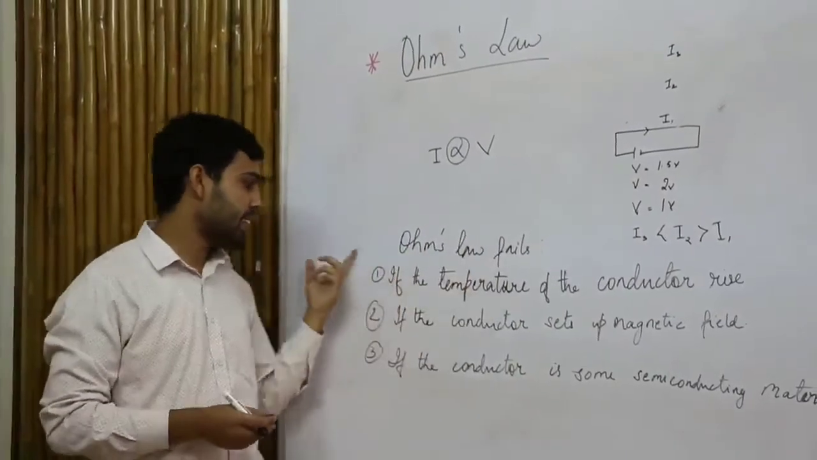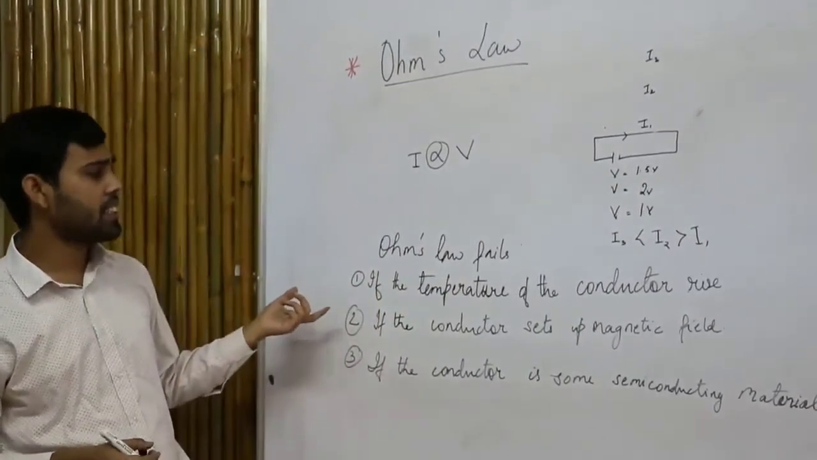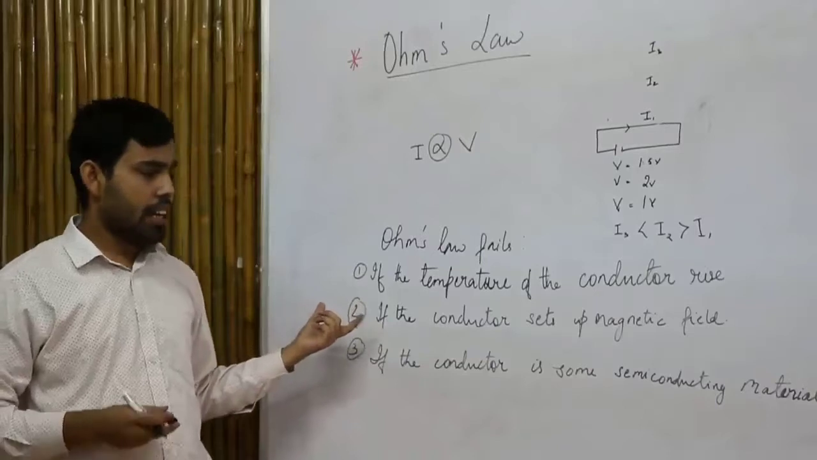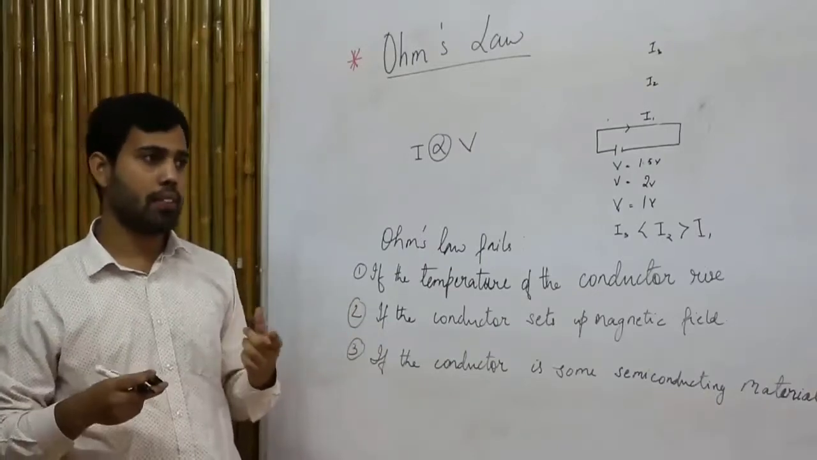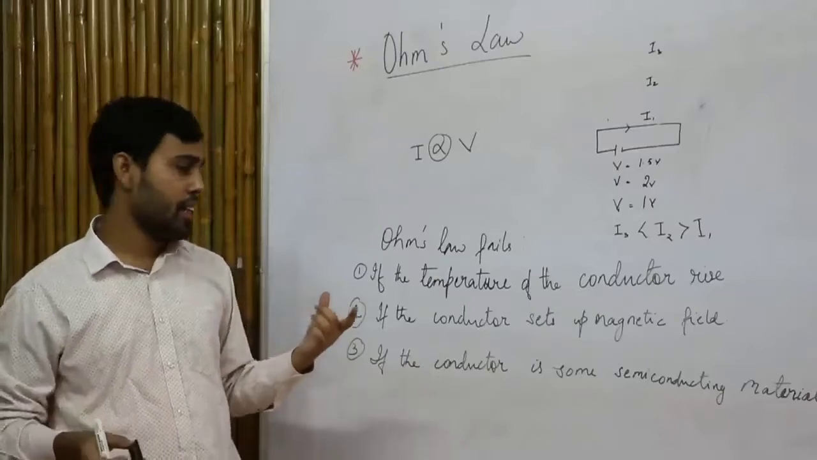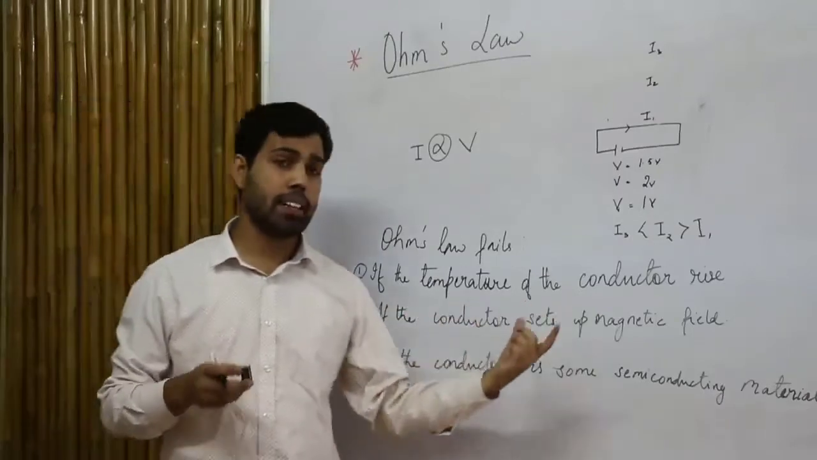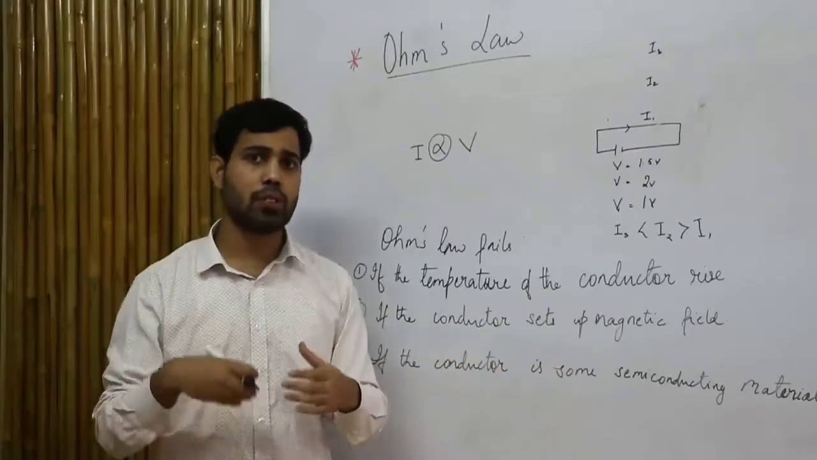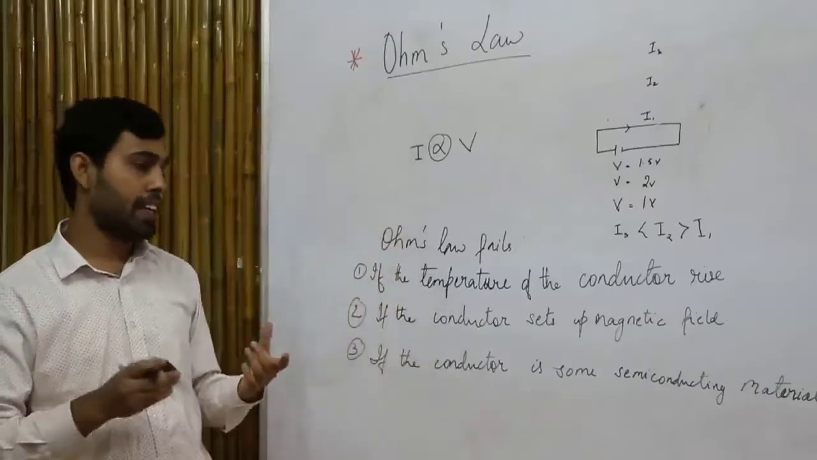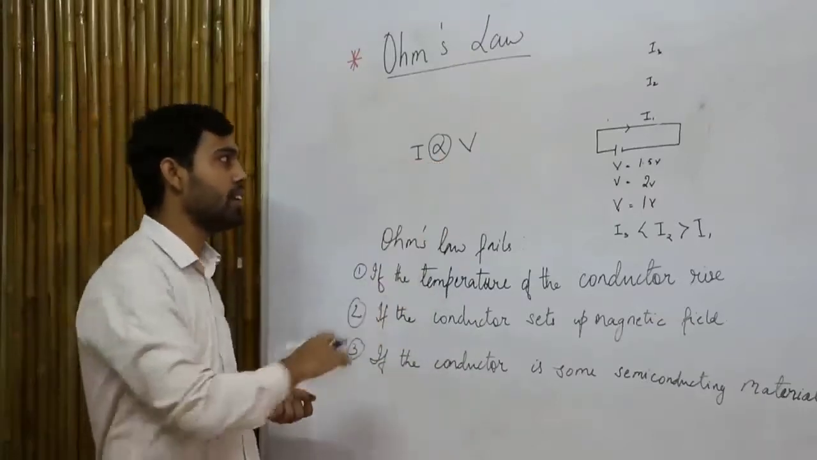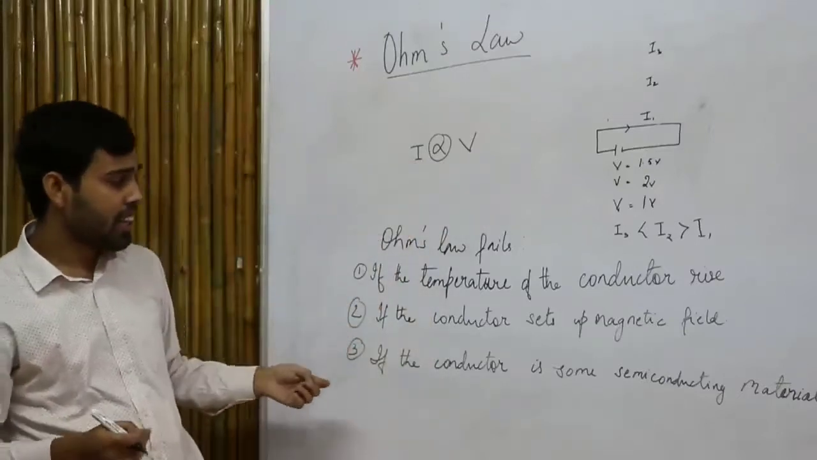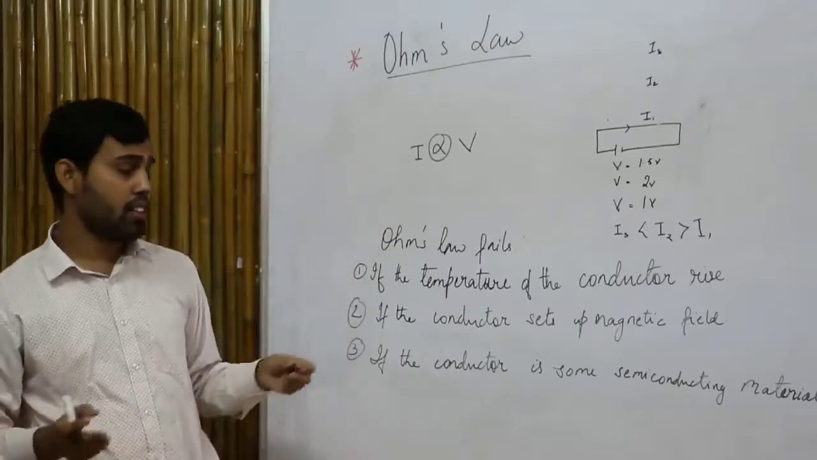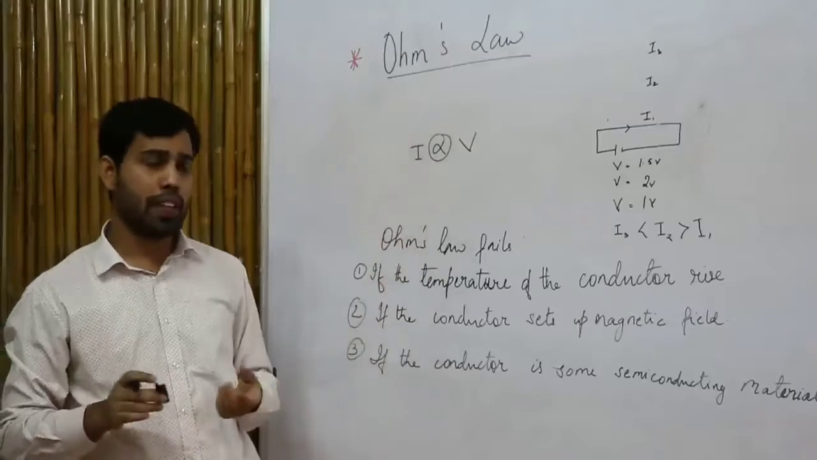Again, Ohm's law fails under certain conditions. The first condition: if the temperature of the conductor increases, Ohm's law fails. Again, in some appliances of electricity, we have certain devices which set off a magnetic field, like we'll be discussing in the next chapter. For those appliances, Ohm's law fails; this law is not valid for these cases. Ohm's law will also fail for some semiconducting materials like your diode and your LED. For all these materials, Ohm's law fails.